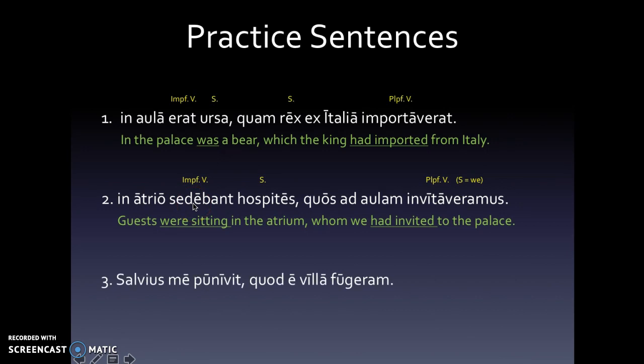All right, third sentence. Salvius here is nominative. That's our subject. Punivit is perfect. Fugaram is pluperfect, and again, our subject is embedded in the verb ending. Eram means I. Salvius punished me because I had fled from the house. So, like I said earlier, punivit is perfect tense. That's a past tense. The pluperfect here happened before the perfect did.